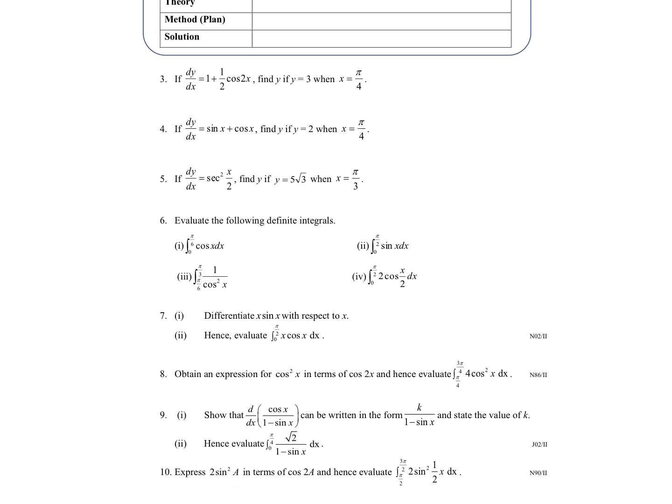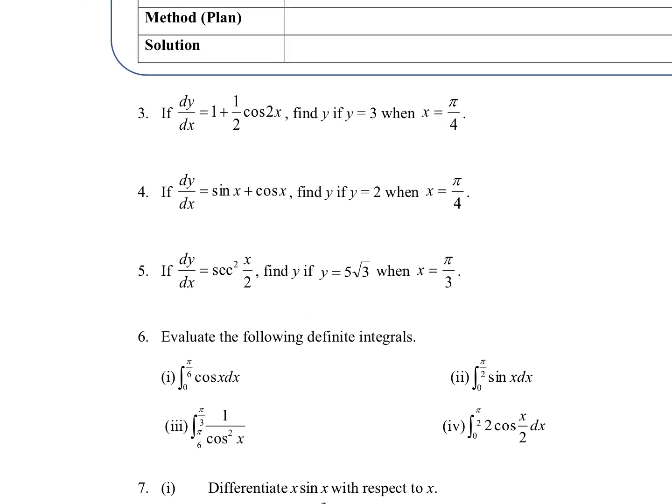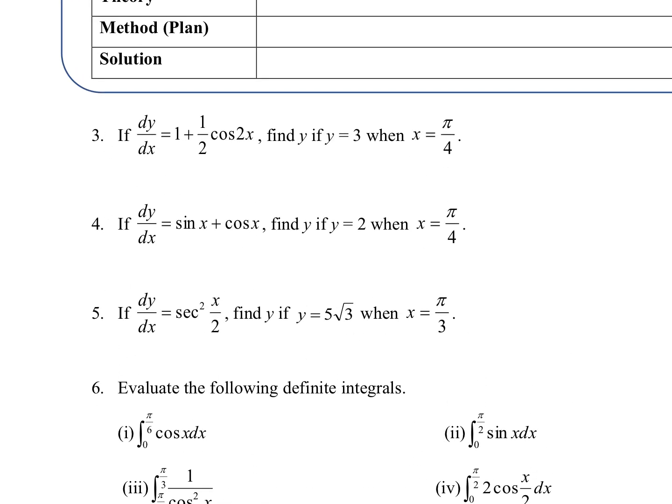Okay, so then the rest is this type already. It's again this kind of problem. So maybe we try one. They want you to find y. So what do you need to do? You integrate, right? So let's integrate this one to get y first. Yeah, because you want to find y. So you need to integrate. Go backwards.